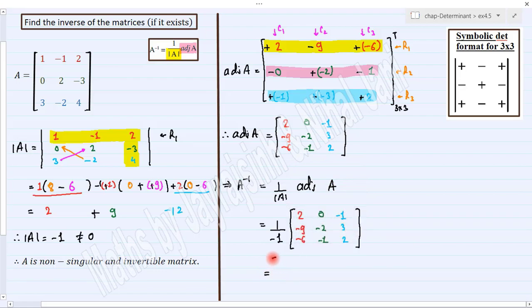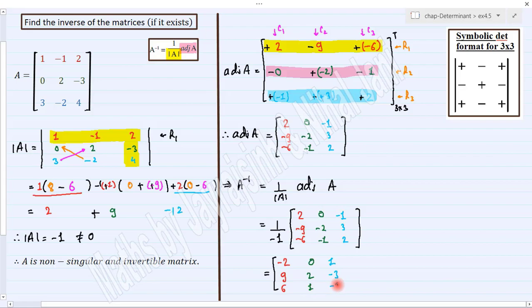So if we multiply minus 1 within the elements, their signs will be changed. So we'll get minus 2, 0, 1, 9, 2, minus 3, and 6, 1, and minus 2, which will be your A inverse.